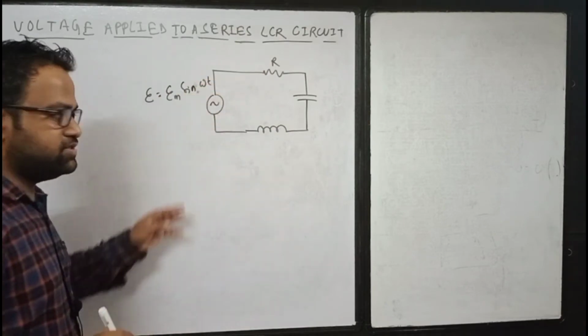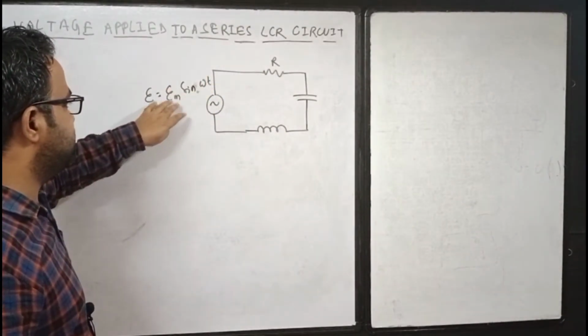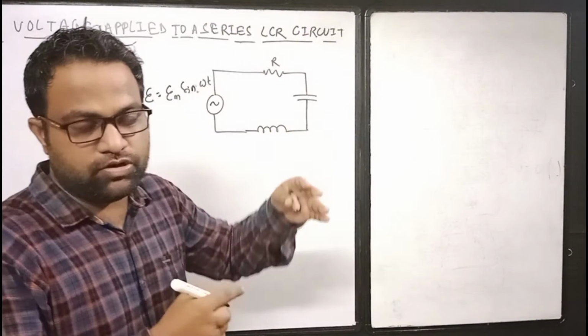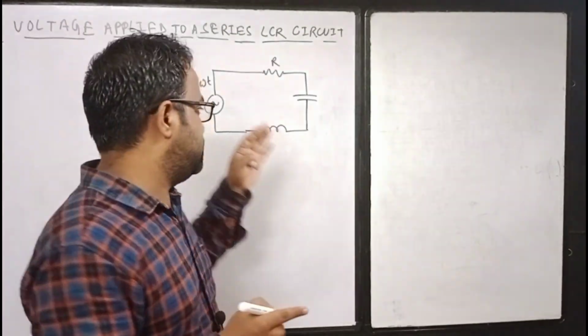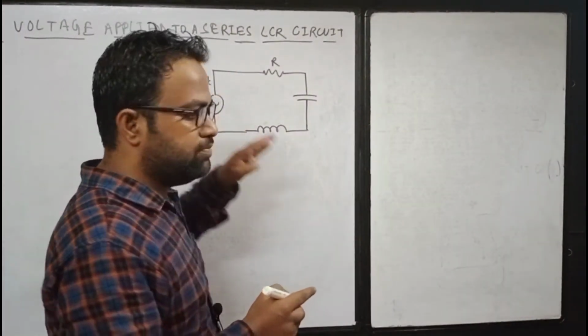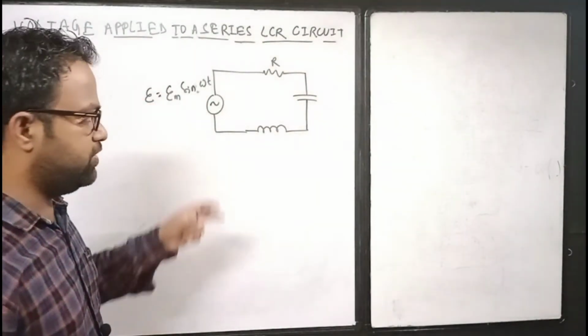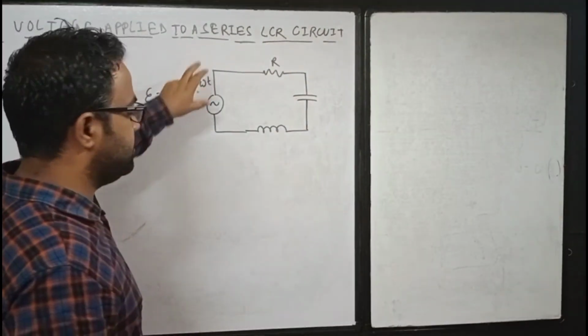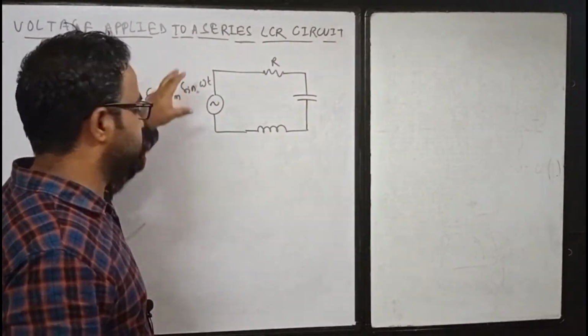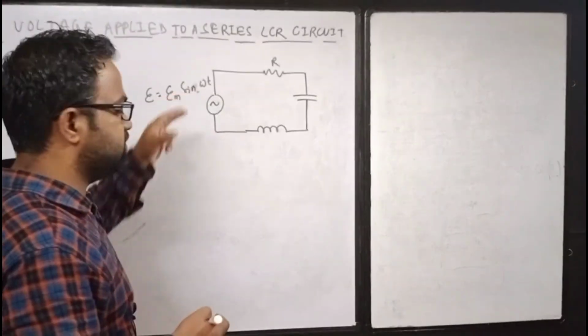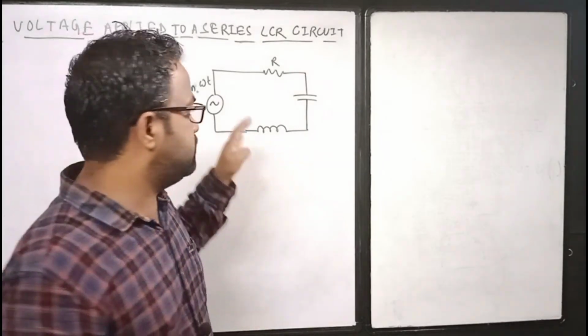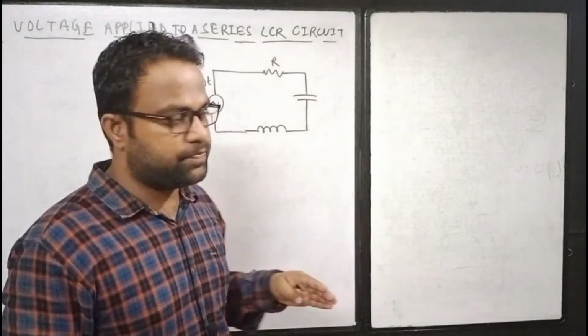Omega t is the frequency, its oscillating part, and EM is its maximum height, the peak of this EMF, whatever we are providing. And this is a sinusoidal wave. So this is a sine part, you know, it will be oscillating.